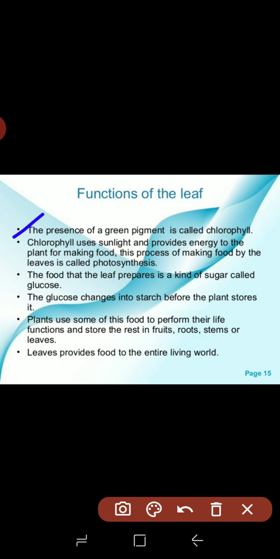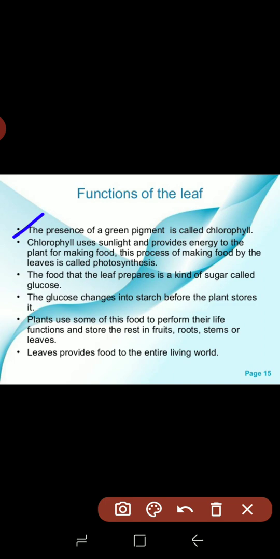For example, there is one apple tree. Why can we not eat its leaves? Why can we not eat its stem? Why can we not eat the roots of the apple tree? Why can we only eat its fruits? Because the apple plant stores its food inside the fruit. That's why we can eat only the fruit.